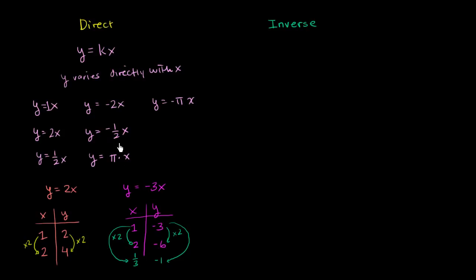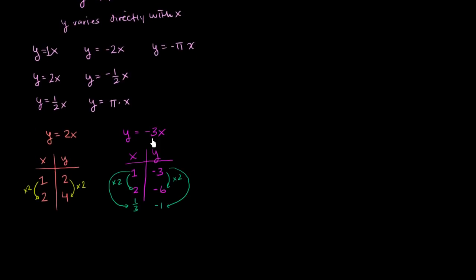Now, it's not always so clear. Sometimes it will be obfuscated. So let's take this example right over here. y is equal to negative 3x, and I'm saving this real estate for inverse variation in a second. You could write it like this, or you could algebraically manipulate it. You could divide both sides of this equation by x, and then you would get y over x is equal to negative 3.